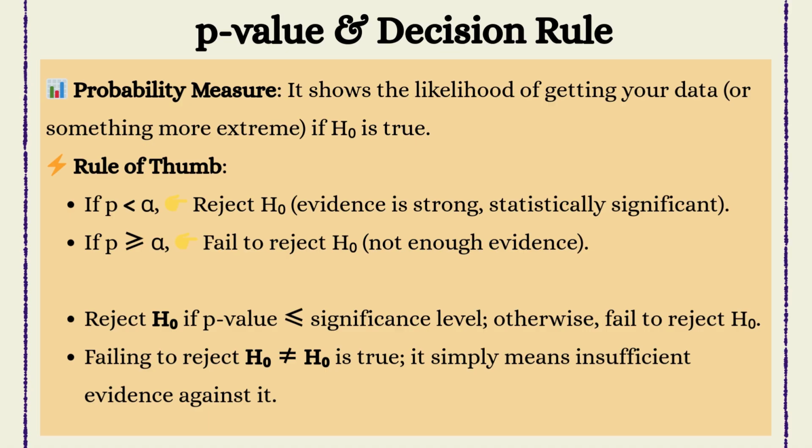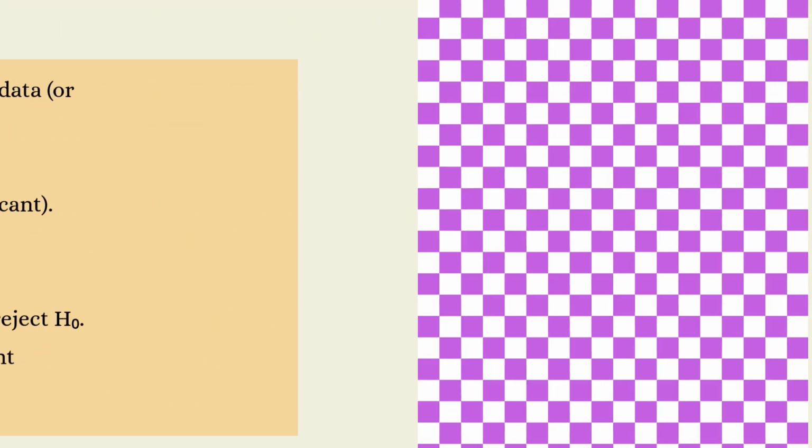5. Decision rule. Based on the p-value and significance level, you decide whether to reject the null. And remember, failing to reject H0 does not mean it's true. It just means you don't have enough evidence. These ingredients work together to make hypothesis testing structured, repeatable, and evidence-based.